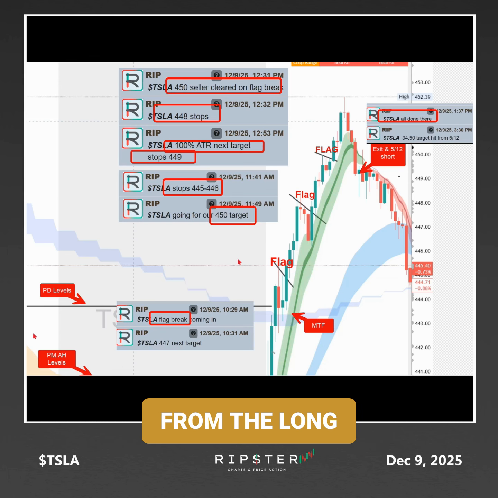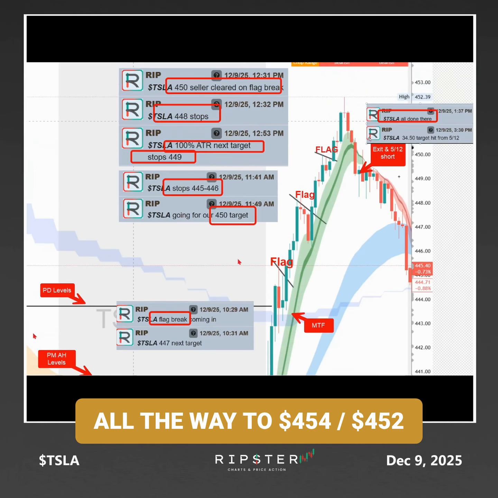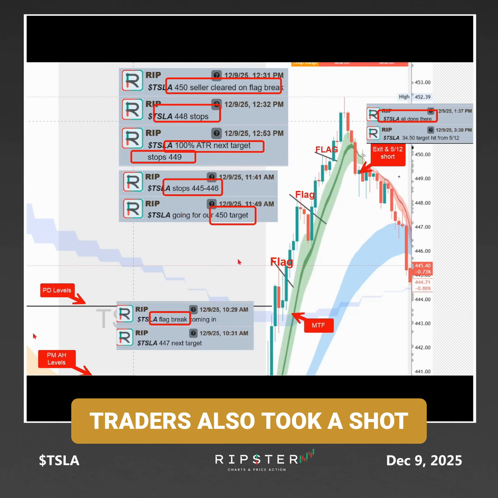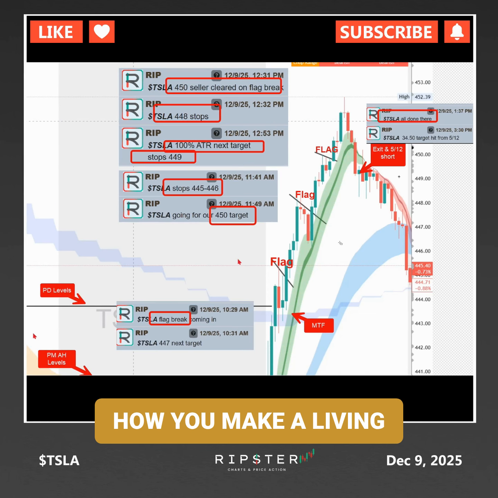So we did not cut it from the long, from the morning 438, 439s all the way to 450, 452s. We did not cut it. We finally cut it here. You see, I told the traders we are all done. That was a 512 short. Traders also took a short all the way down to the MTF clouds here. So this is how you make a living with Tesla, the repeatable day 2 setup.